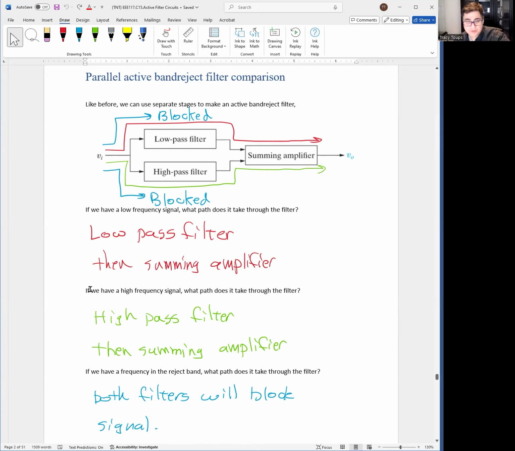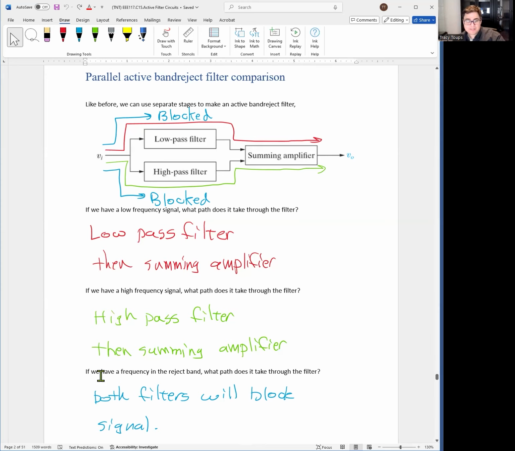Okay, what about the high frequency signal in green? High frequency signal comes in, the low pass filter is going to block it, but it's going to let through the high pass stage. And then it'll go through the summing amplifier. Because we put them in parallel, we're letting low frequency signals through and high frequency signals through. We're letting both of them through. So it's kind of like alternate paths around the roadblock in the middle.